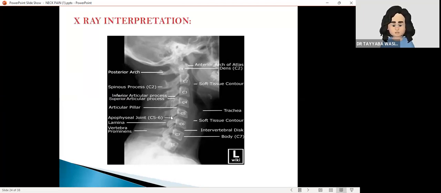This is showing the zygapophyseal joints. This is basically showing the lamina. These are the spinous processes. And this is the anterior arch of the atlas. And this is basically the dens of the second cervical vertebra, the axis, that is being anchored into the atlas.